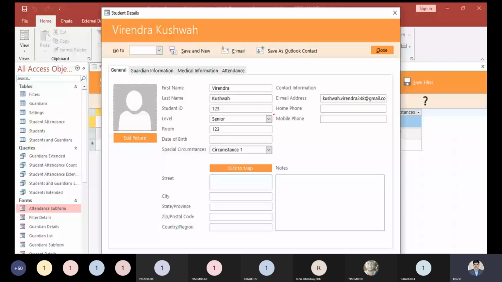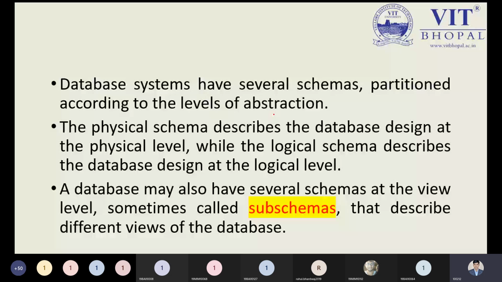Okay. So is it clear to all about the schema? A few terms we have, that is a sub schema. I'm just reading all these points for your benefit. First point: a database system has several schemas. It means the student database. In the student database, we can have multiple tables.